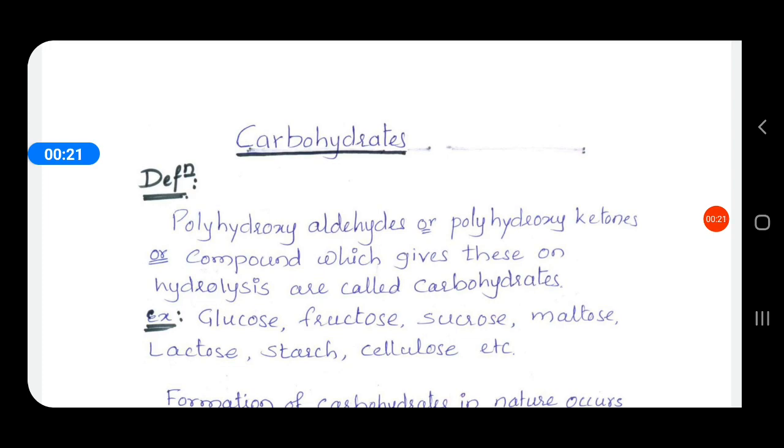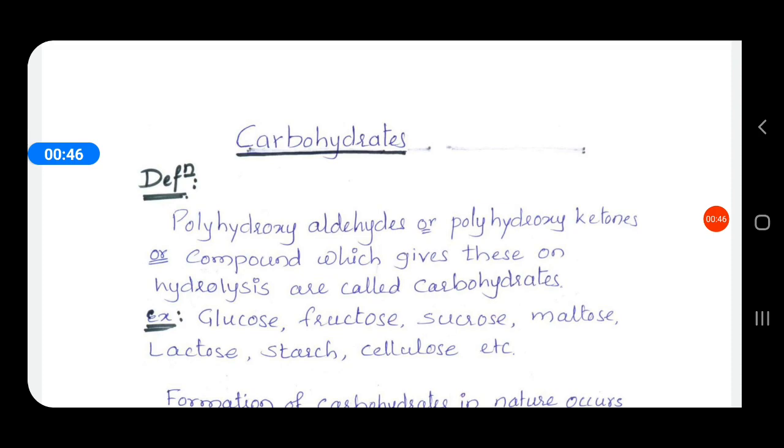Carbohydrates are one of the main food elements. Among the 5 main food elements, carbohydrate is one. So which are the 5 main food factors? That is carbohydrates, proteins, lipids, vitamins and minerals.